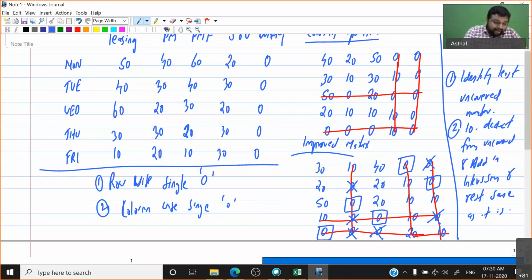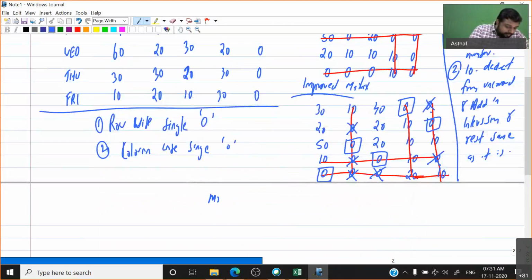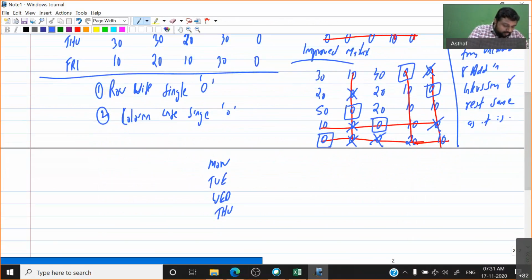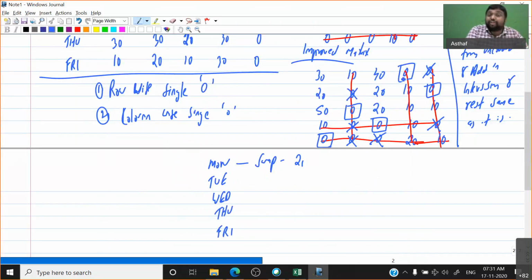So now what is the comment on this? The comment is very simple. We have Monday, Tuesday, Wednesday, Thursday. Monday will go to the fourth person, that is swap. What is the value for that person? 20. That is the fourth one.